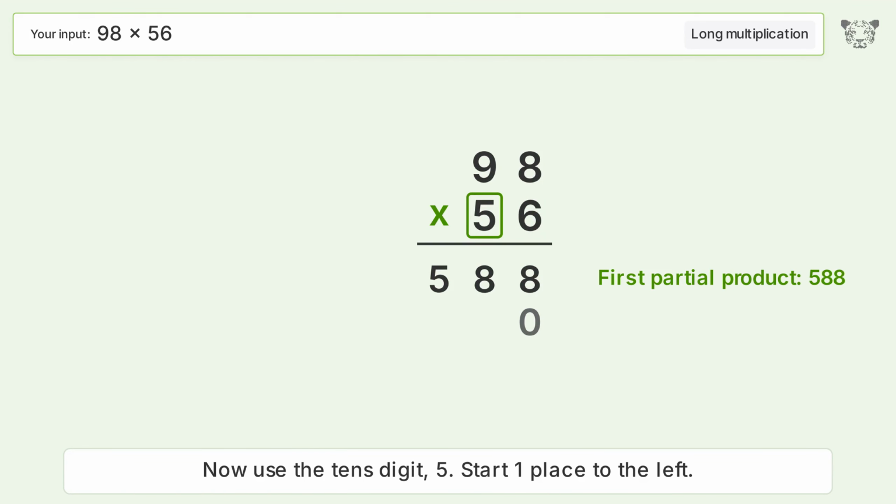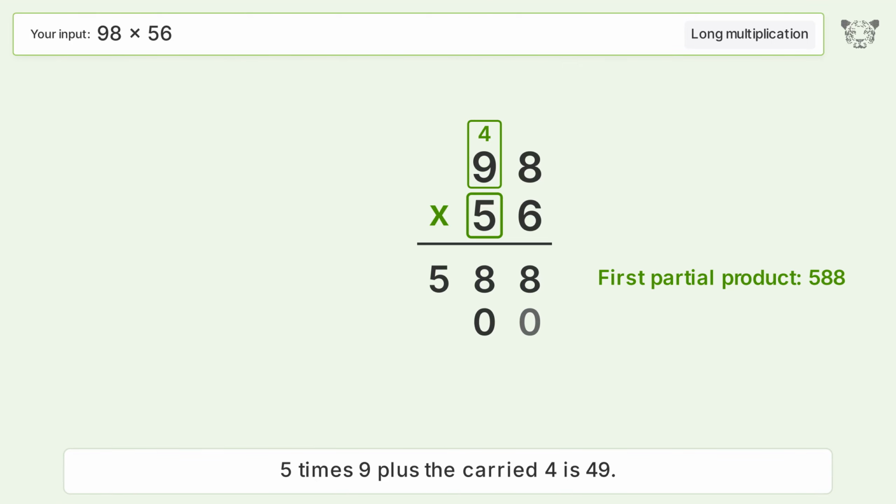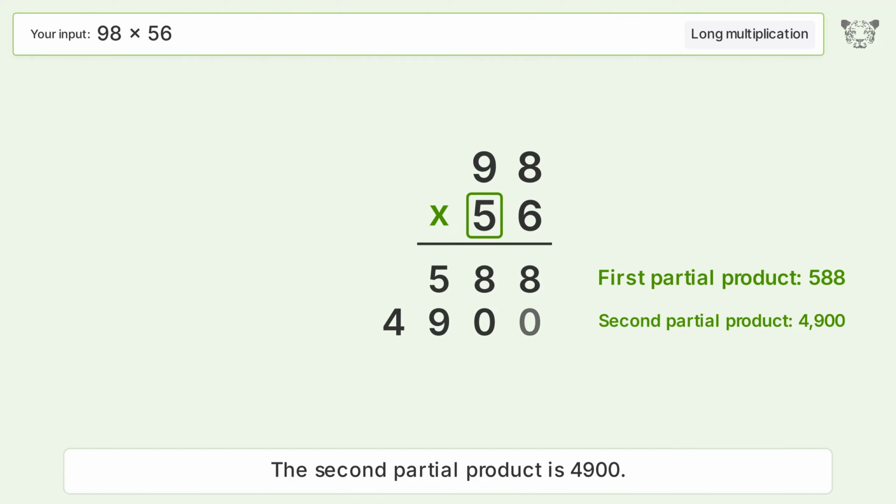Now use the tens digit, 5. Start one place to the left. 5 times 8 is 40. Put 0 in this column and carry 4. 5 times 9 plus the carried 4 is 49. The second partial product is 4,900.